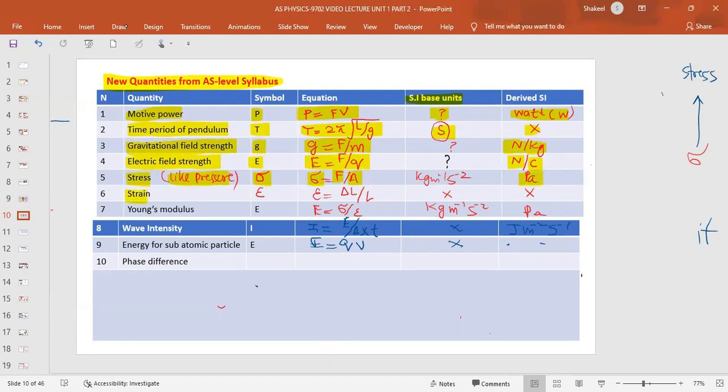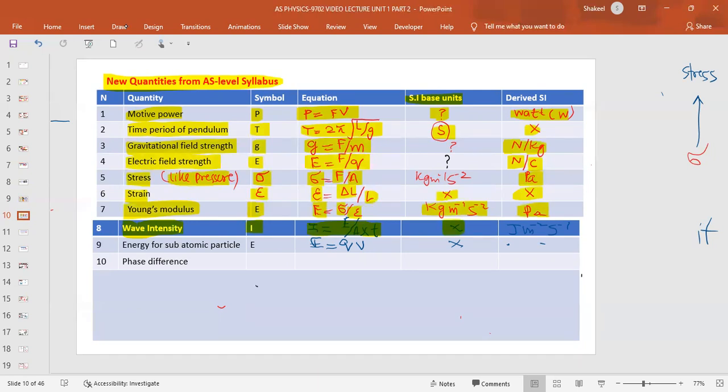Then strain is epsilon E. It is a Greek letter, which is change in length per unit length. It has got no unit, because change in length is meter and length is also in meter. So both units cancelled away. Young modulus, it's actually for checking the strength of the material. Young modulus is stress over strain, and its unit is similar to stress or pressure. Then wave intensity, it is energy transferred by a wave per unit area per unit time. We don't know about SI units, we'll work out for that.